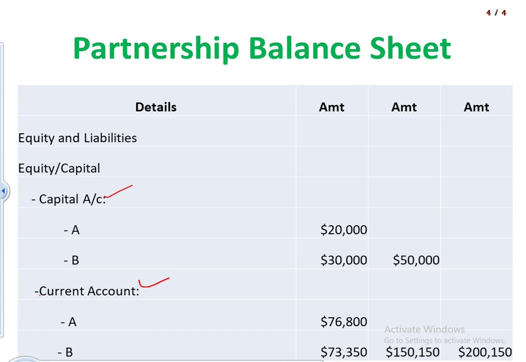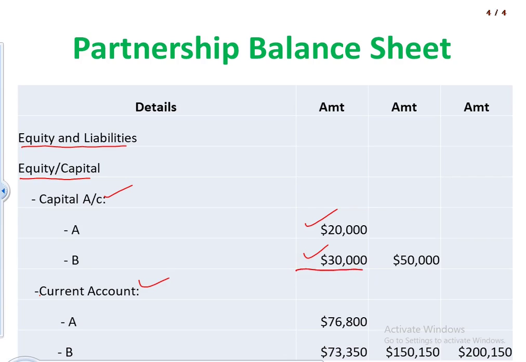In that example, we saw that the partners' capital is 20,000 for partner A and 30,000 for partner B. This is how you write it in the balance sheet. Under the equity and liability section, under equity or capital, first we write down the capital account and the names of partners and their capital. Partner A is 20,000, partner B 30,000. We add them together and write 50,000 in the second column.